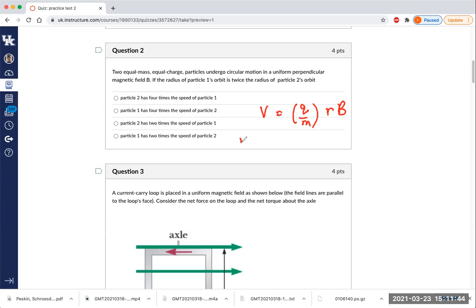Since R1 is twice R2, then V1 must be twice V2. The radius is twice as big, the velocity is twice as big.